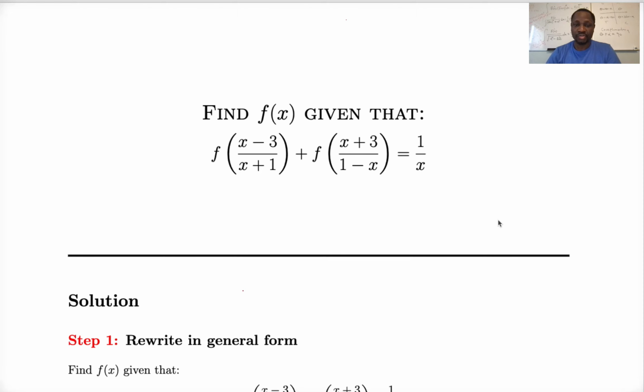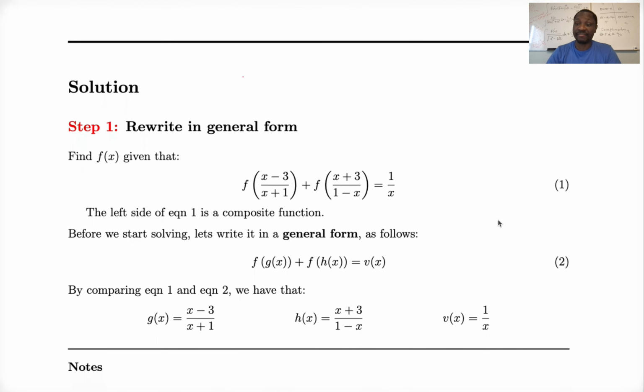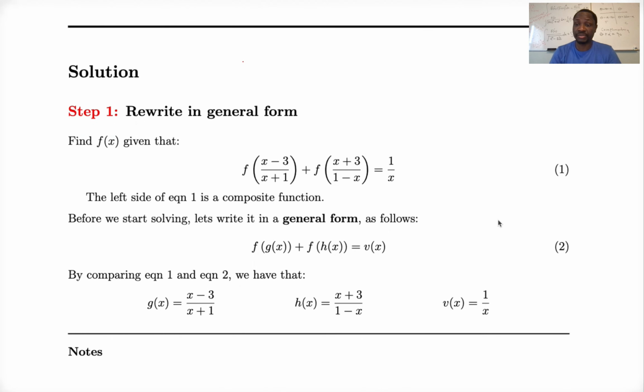Hello guys, today I will be solving the following question. The question requires us to find f of x given that f of (x minus 3) divided by (x plus 1) plus f of (x plus 3) divided by (1 minus x) is equal to 1 divided by x. To make it easy to follow, I have broken down the solution into a series of steps, and to solve this question I'll be walking us through those steps.